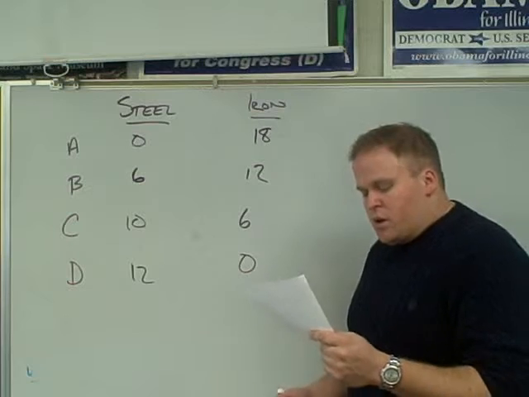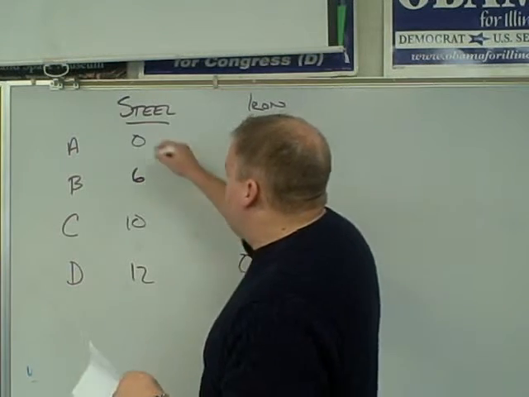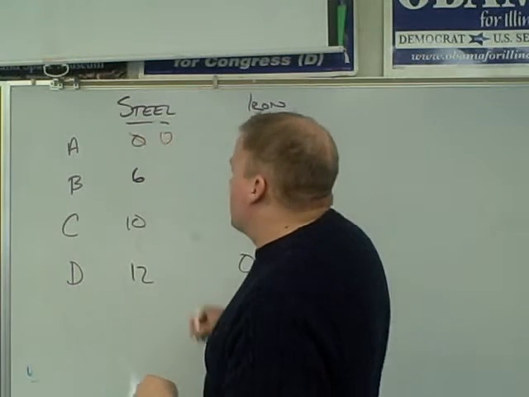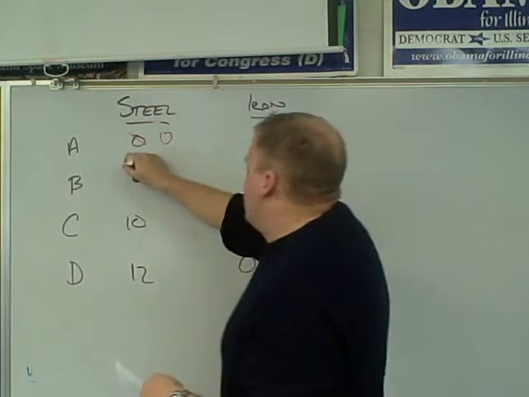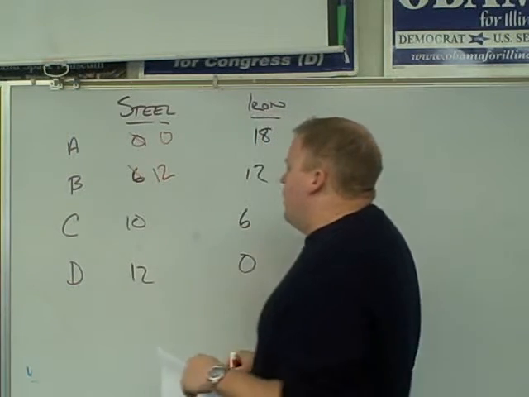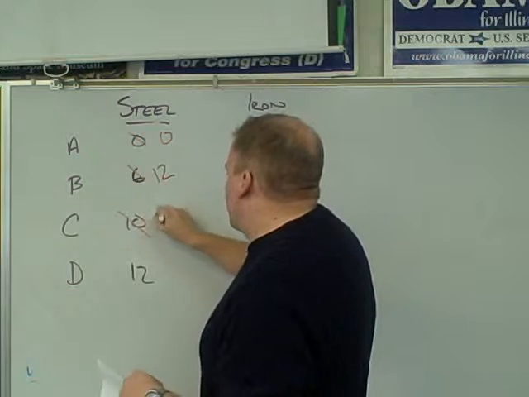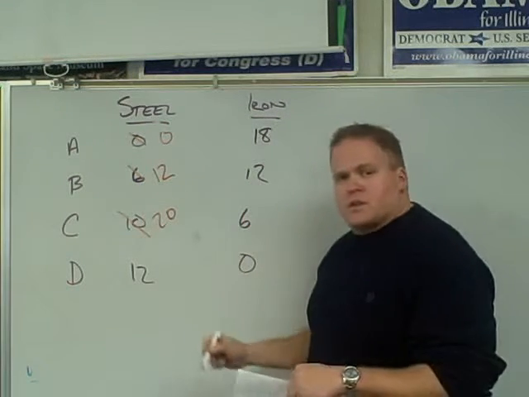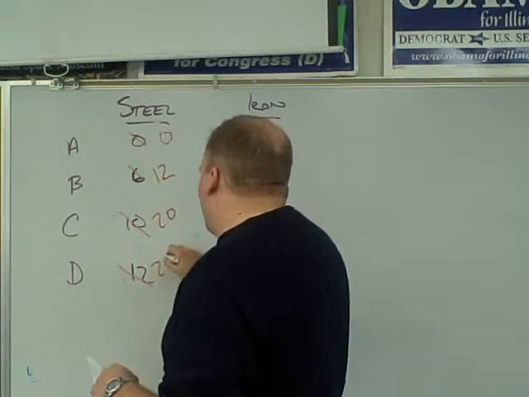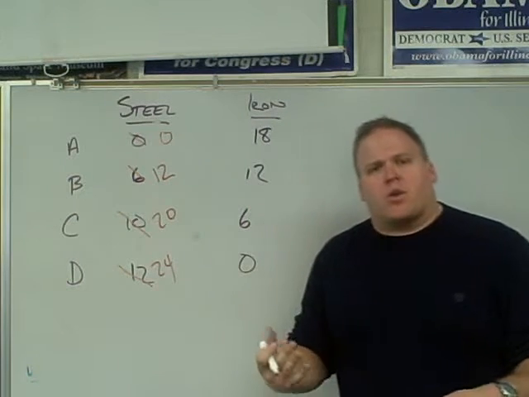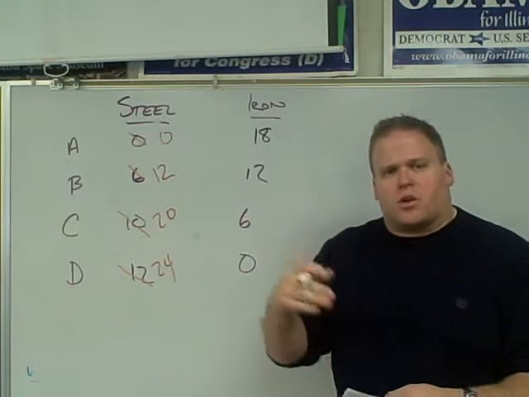So what we're going to do is we're going to be producing twice as much steel. So at point A, we're still going to be producing 0. But at point B, we're going to be producing 12. At point C, we're going to be producing 20. And at point D, we're going to be producing 24. You would graph that the same way you would graph your first production possibility curve, which we covered in an earlier video.